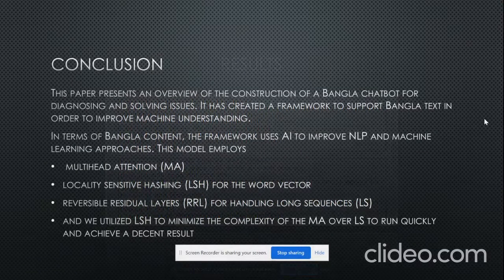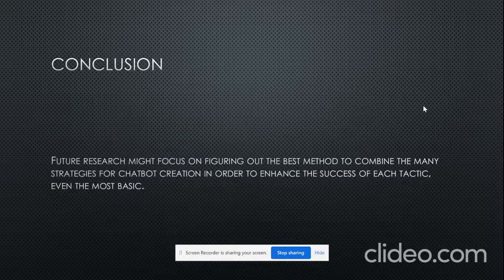To conclude, we can say that this paper presents an overview of the construction of a Bangla chatbot for diagnosing and solving issues. It has created a framework to support Bangla text in order to improve machine learning understanding. In terms of Bangla content, the framework uses AI to improve NLP and machine learning approaches. This model employs MA and LSH for word vectors and RRL for handling long sequences, and we utilize LSH to minimize the complexity of the MA over long sequences to run quickly and achieve a decent result.